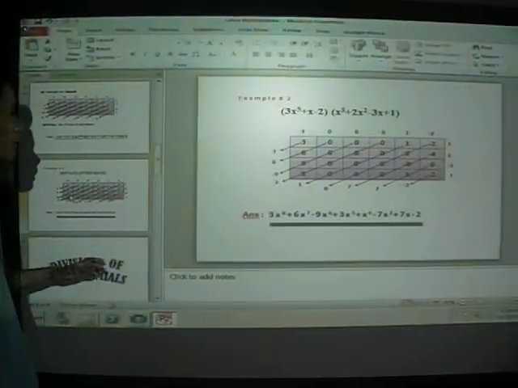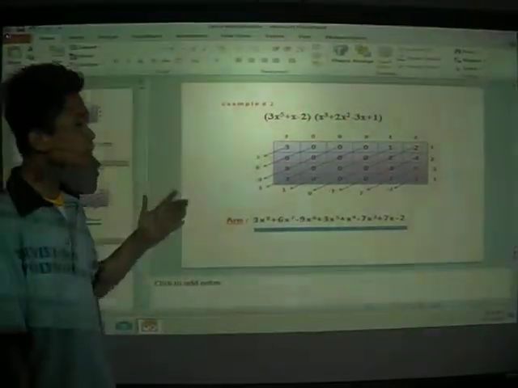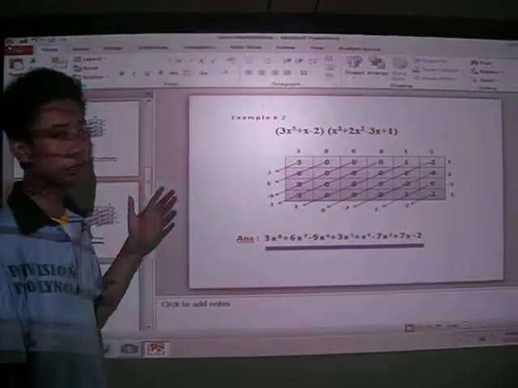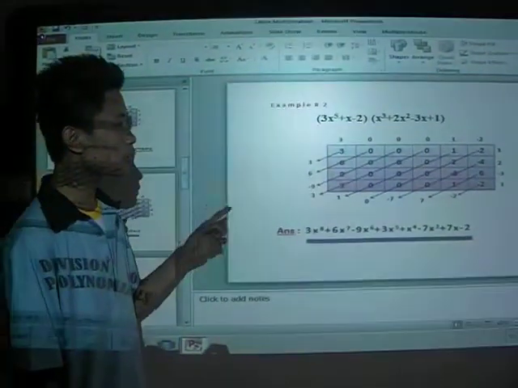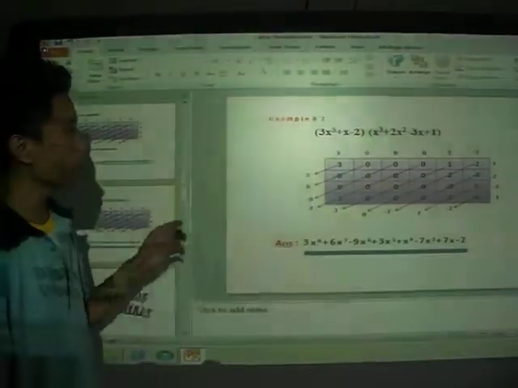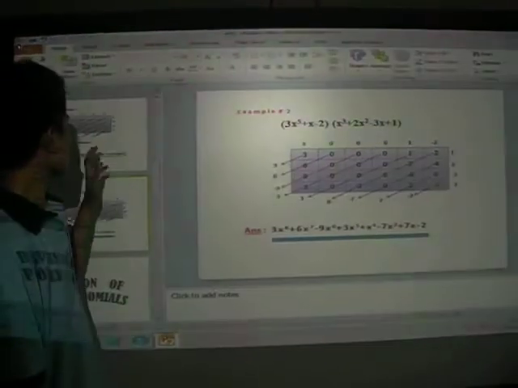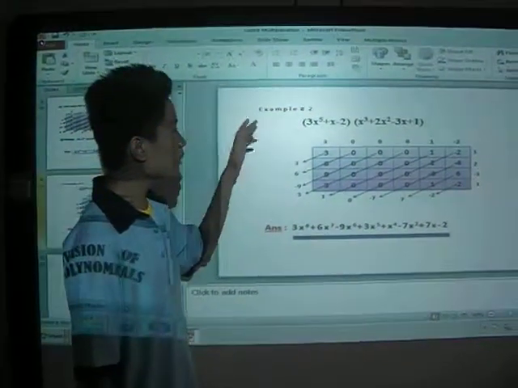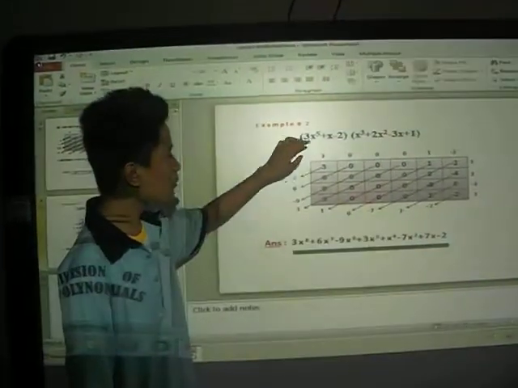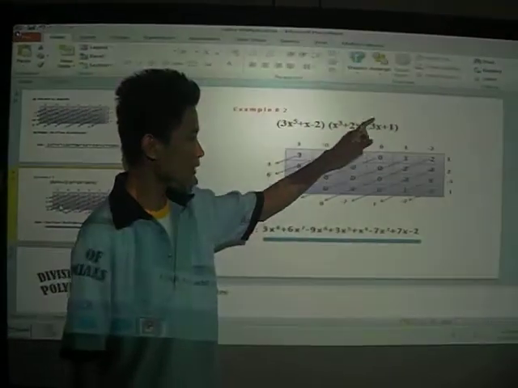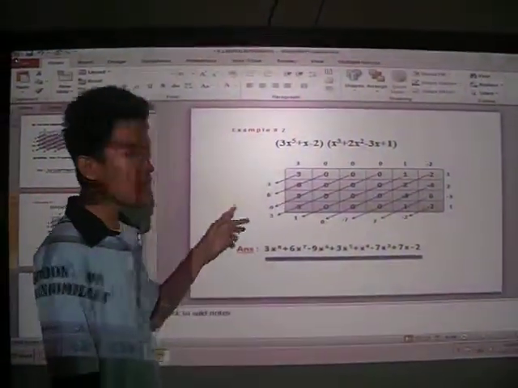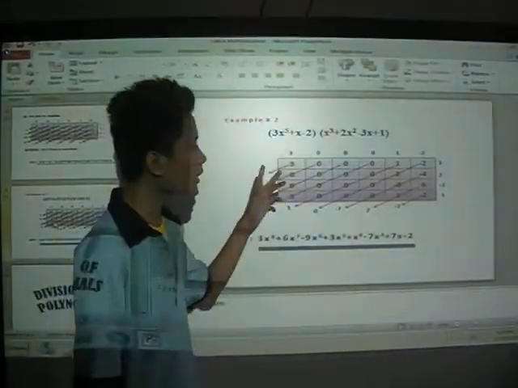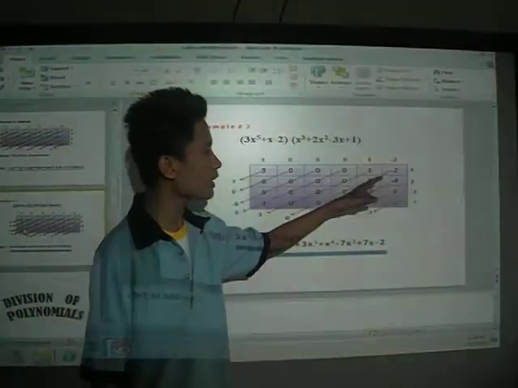So we have another example for the last multiplication. We have the first factor 3x raised to the 5th plus x minus 2. That's the first factor. The second factor is x cubed plus 2x squared minus 3x plus 1. So what is the first step? We have to bring down all the coefficient numbers of the first factor. We have 3, 0, 0, 0, 1, and then negative 2. And then the next step is to bring down all the coefficient numbers of the second factor vertically. We have 1, 2, negative 3, and 1.